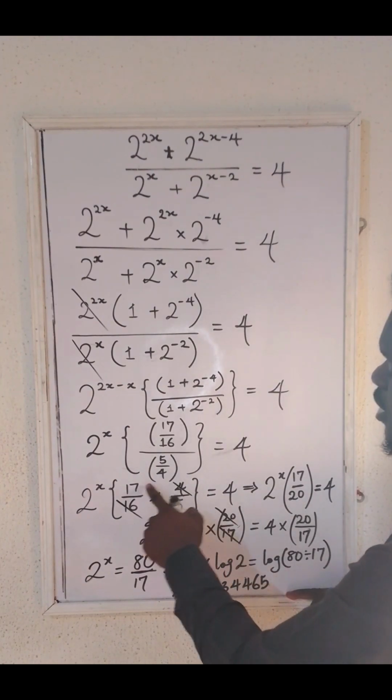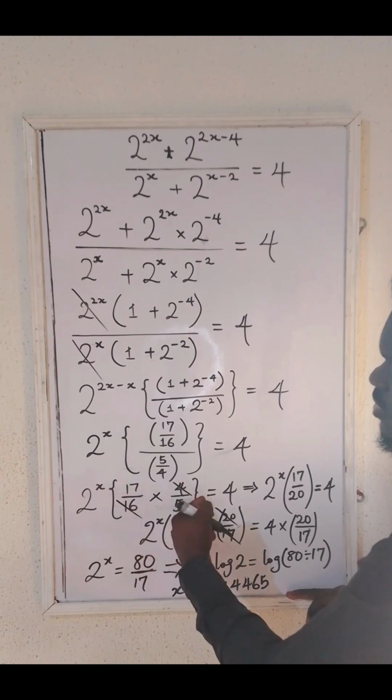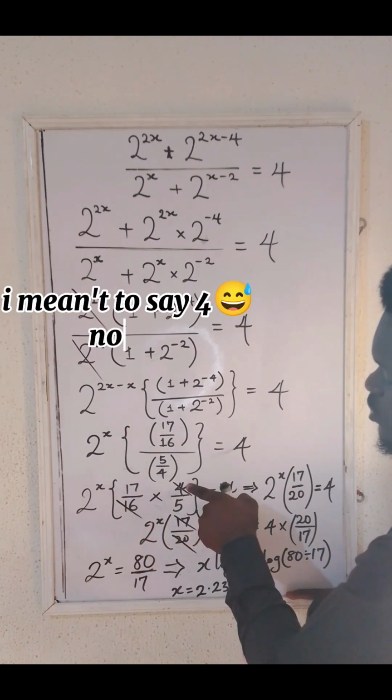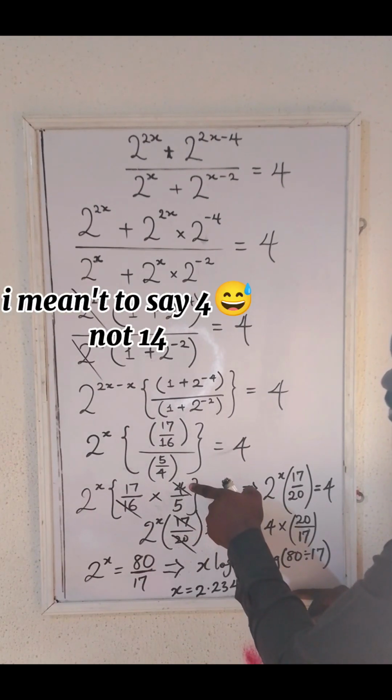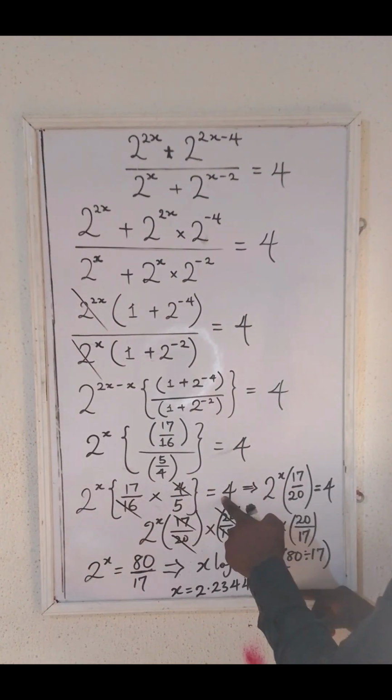Then the 17, don't forget this 4 is already eliminated. It's 1 that will be left, because we simply divided 16 and 4 by 4. So you see, here automatically becomes 1. So 17 times 1, you have 17 left. Your 2 to the x is still there. Your 4 remains the same.